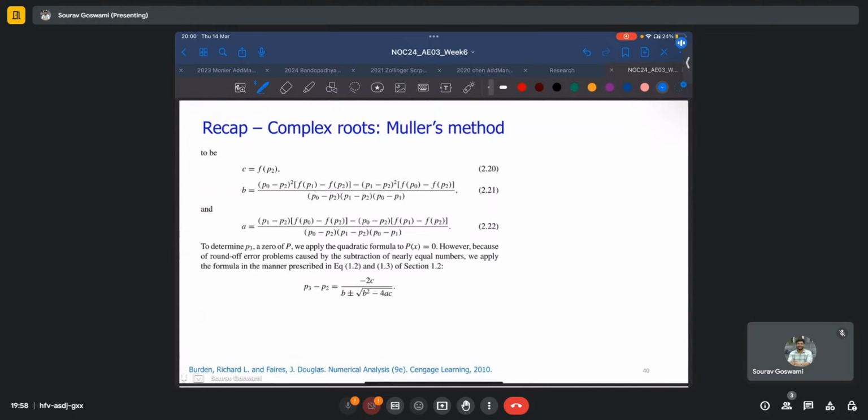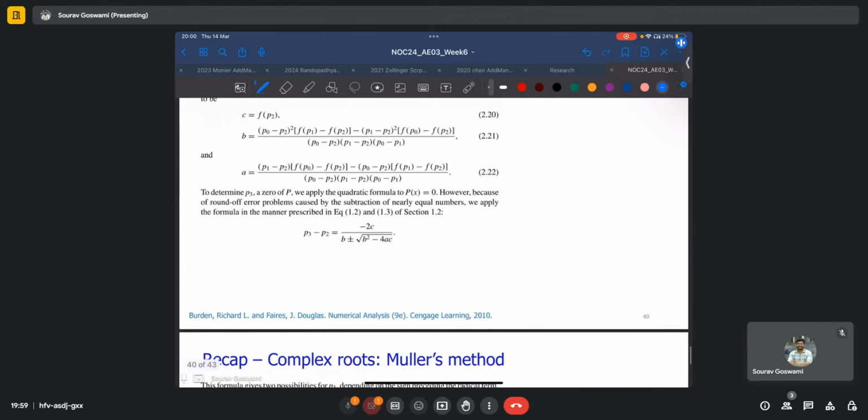Further, let us define these quantities a, b, and c, where c is f(p2), b is [(p0 minus p2) squared times (f(p1) minus f(p2)) minus (p1 minus p2) squared times (f(p0) minus f(p2))] divided by (p0 minus p2)(p1 minus p2)(p0 minus p1). So, pairwise differences. And the quantity a is defined as [(p1 minus p2) times (f(p0) minus f(p2)) minus (p0 minus p2) times (f(p1) minus f(p2))] divided by again the product of pairwise differences (p0 minus p2)(p1 minus p2)(p0 minus p1).